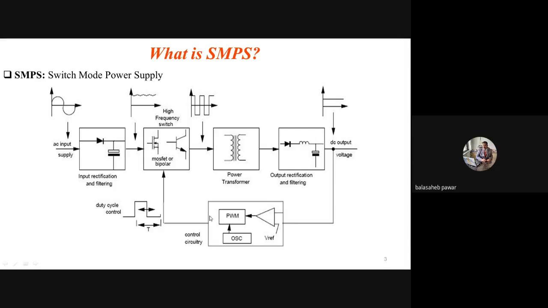So this PWM will generate pulses, in our example, with a 1.2 microsecond on period and a 48.8 microsecond off period. Right. Now the question is why there is a need for this feedback.